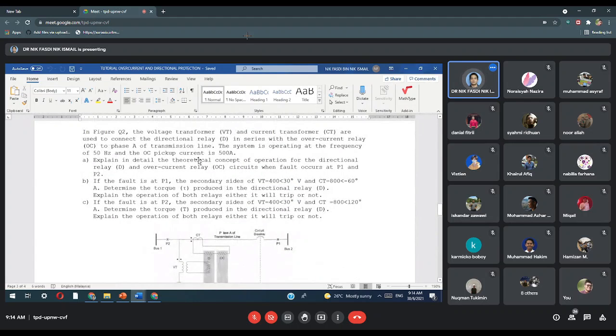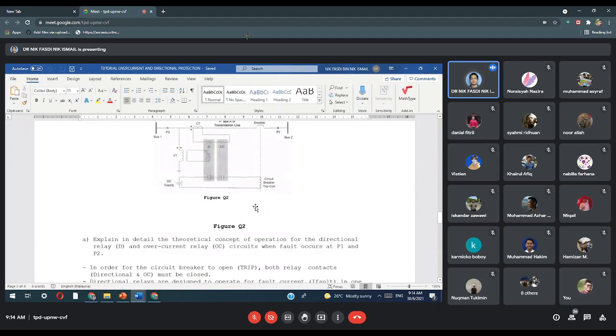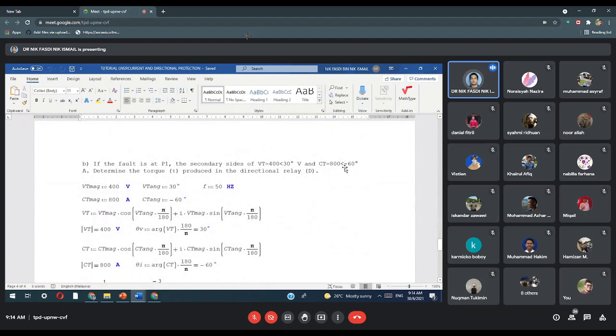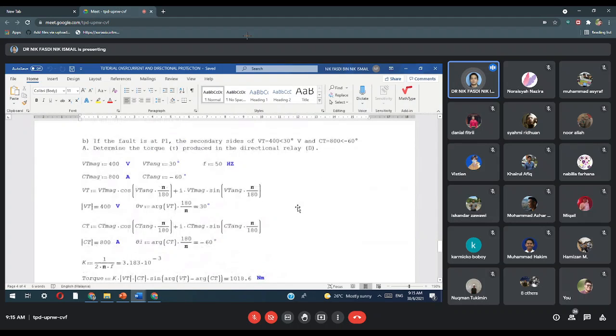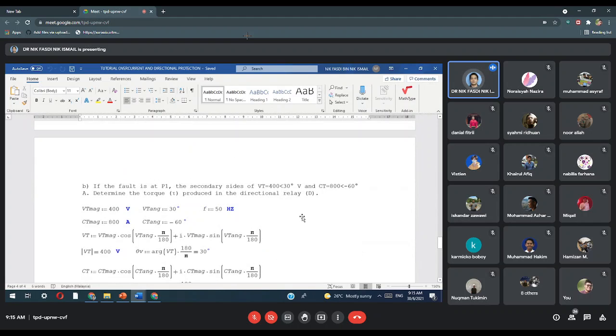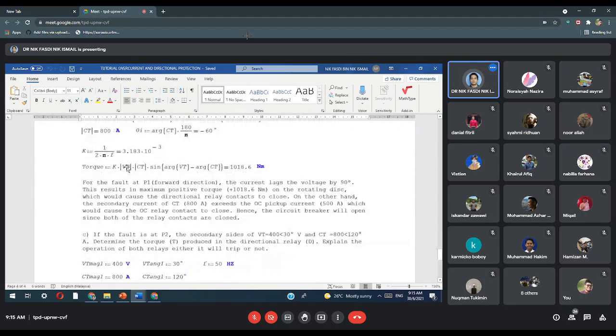Dan from the first question ni, pickup is 500 ampere secondary. So in this question, secondary is 800 ampere. So dia exceed, dia lebih daripada pickup. So dia akan turn on, both turn on. Satu because of the forward direction, positive torque. The other one is because dia exceeds the pickup 500 ampere, 800. So both akan turn on. Okay, faham. Alright, that's why breaker akan turn on, because both relay contacts are closed.